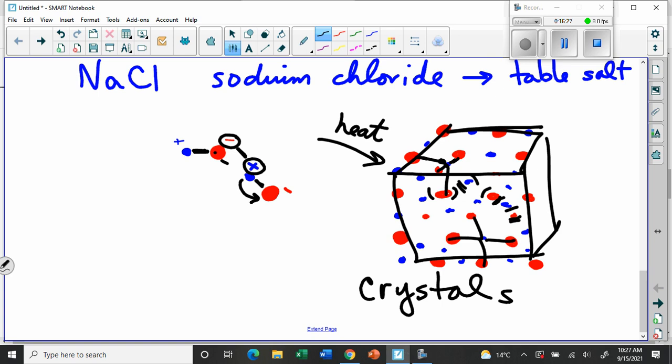But in order to do that, you have to jiggle a lot because you've got to break these strong ionic bonds. And so the high melting point means that you've got to apply a heck of a lot of heat to break these crystals down and get them to melt. A lot of heat. Very hard to melt salt. Very difficult.